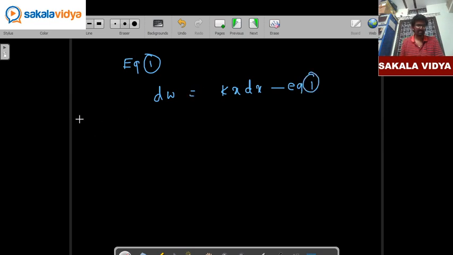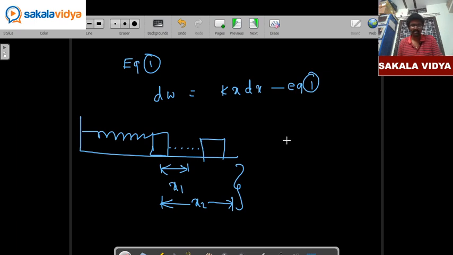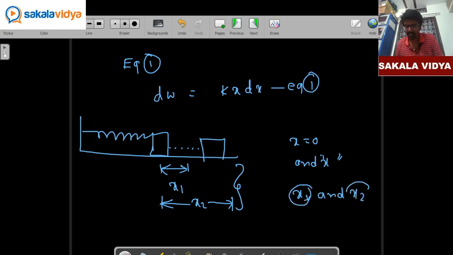So for this, what happens? A spring is given with a mass. By the application of force, its first extension is x1 and later it is going to expand to a distance of x2. So now we have to find work done for these two extensions. In our previous case, we took limits as x is equal to 0 and x is a maximum limit. So in this case you have to take x1 and x2 as limits, x1 as our lower limit and x2 as our upper limit.